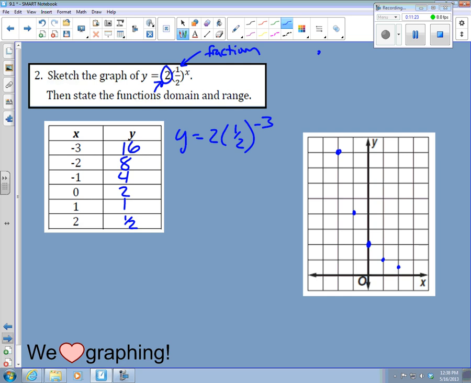So instead of going up like our last graph did as x gets larger, now it's going down. This is an example of exponential decay instead of exponential growth. So that's what it is when your b is between 0 and 1. It's a fraction.